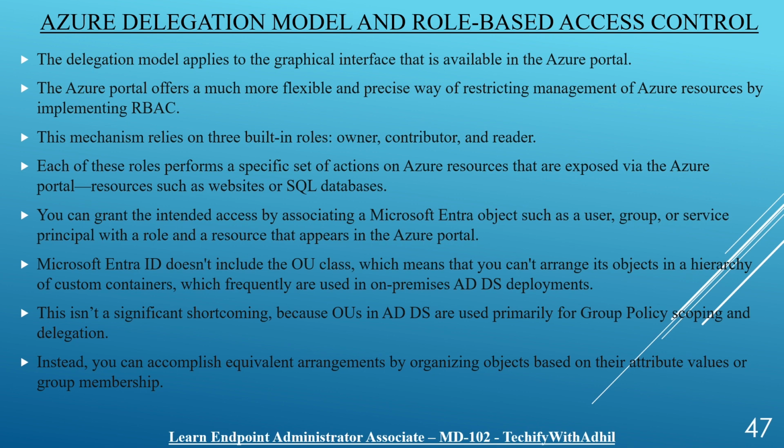This mechanism relies on three built-in roles: owner, contributor, and reader. Each of these roles performs a specific set of actions on Azure resources that are exposed via the Azure portal, resources such as websites or SQL databases. You can grant the intended access by associating a Microsoft Entra object, such as a user, group, or service principal, with a role and a resource that appears in the Azure portal.